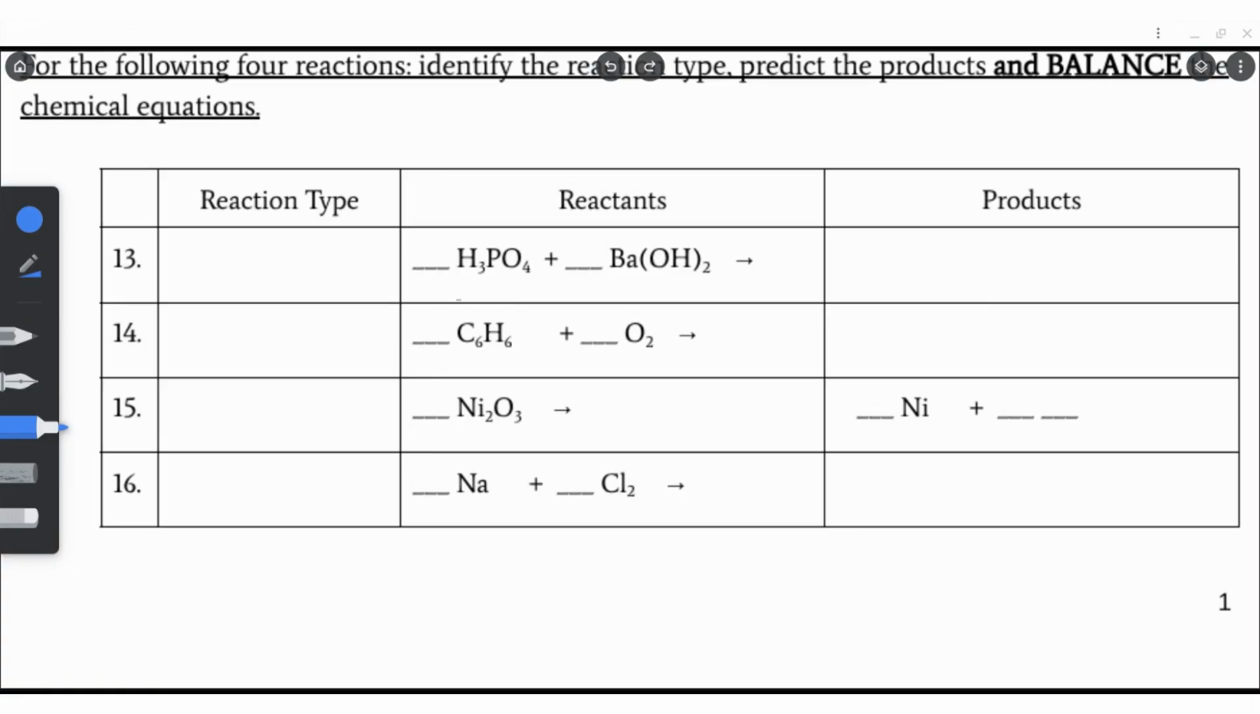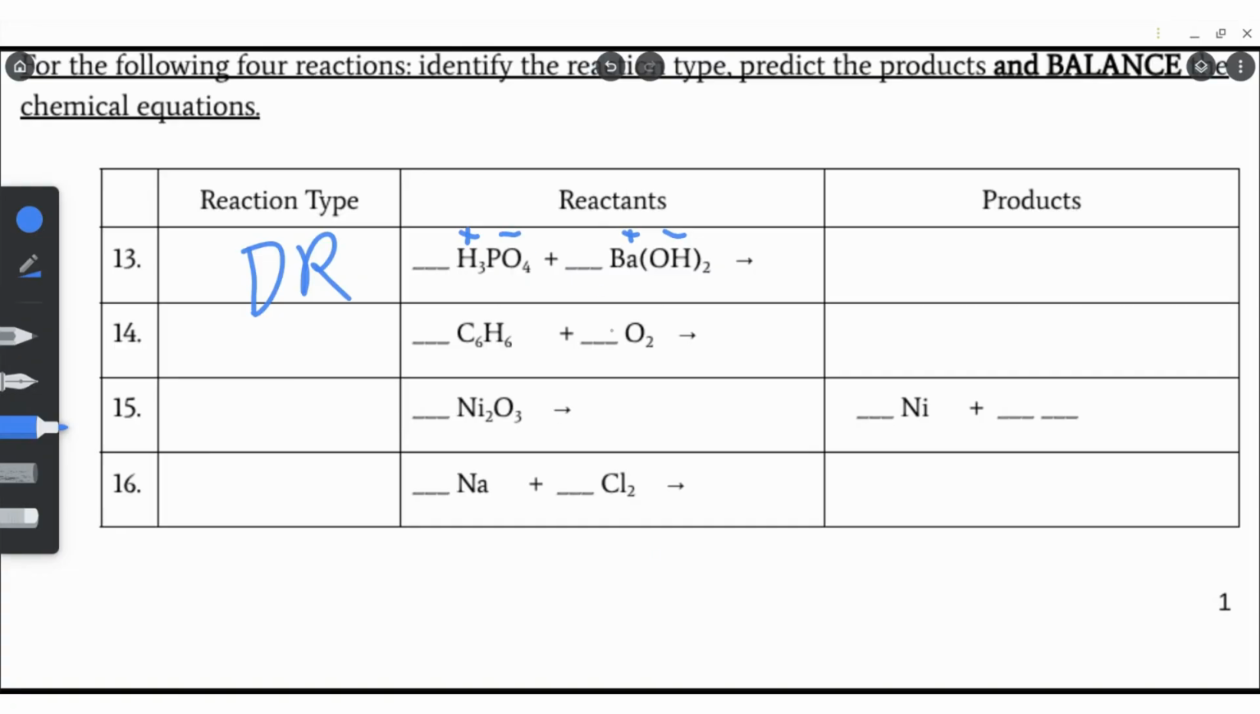Since we've got H3PO4, which is hydrogen, which forms a positive ion, bonding with phosphate, which is a negative ion, and then you have barium that's a positive and hydroxide that is a negative, I know right here that I have a double replacement reaction in front of me, and that the hydrogen and the barium are going to switch places. So our reaction type here is double replacement, DR.